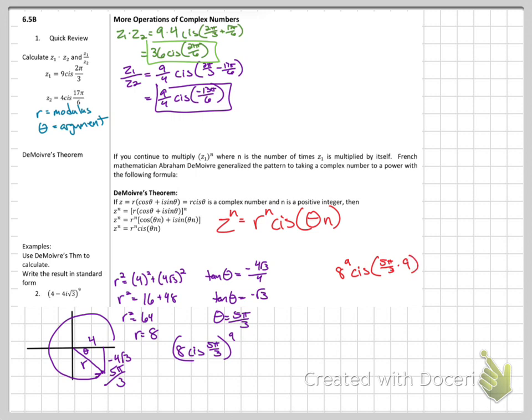8 to the 9th, if you had a calculator, is this. CIS, and then 9 divided by 3, this is 15 pi. I don't know why I put it up in the air. It's just 15 pi. And we switched it, and then after that we did the power in one nice step versus doing 8 area diagrams.